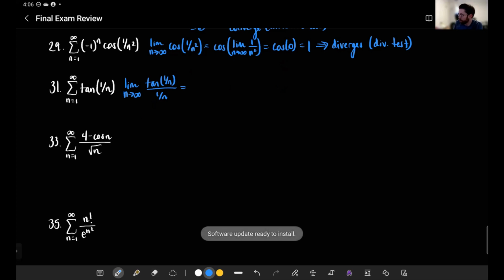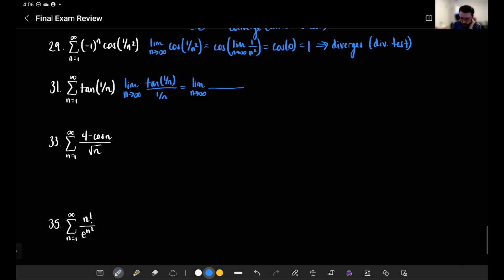I can just take the limit. If I think about the top, 1 over n is going to 0, and tangent of 0 is 0. So the top is going to 0. The bottom is also going to 0. So it's indeterminate form, 0 over 0. That lets me take a derivative of both, and then focus on how fast one is growing relative to the other.